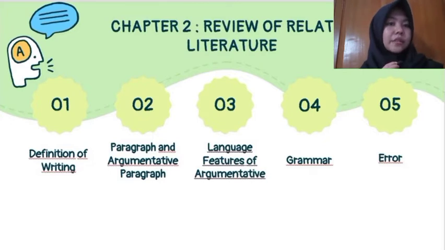And then language features of argumentative. There are abstract noun, action verb, and temporal connectives. And then grammar. Grammar is the characteristic system of the classes of words, their inflections, and their function in a sentence. The next one is error.